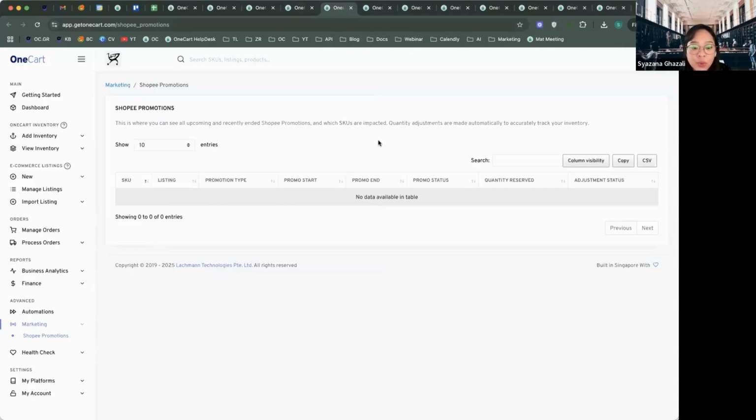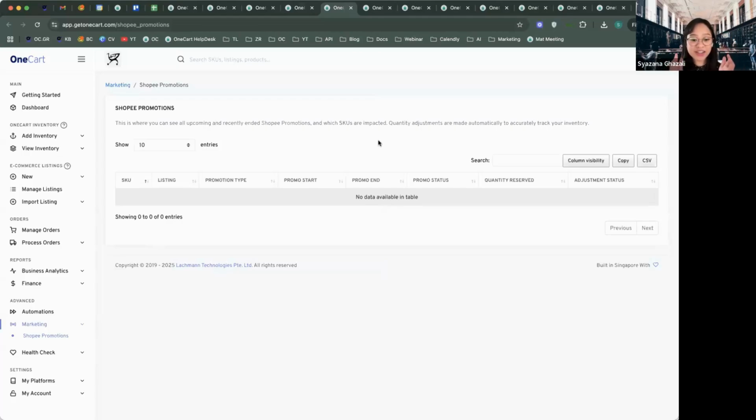So Shopee promotion only applies for those where you manually, so you are the one, not your account manager, you are the one who is submitting the SKUs and which SKUs will be participating in these promotions.